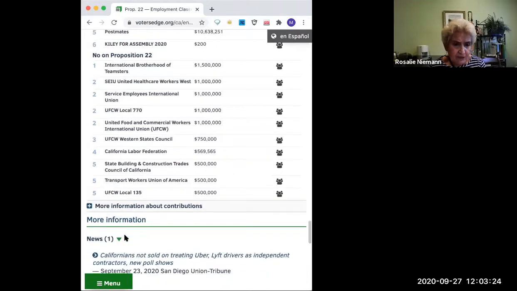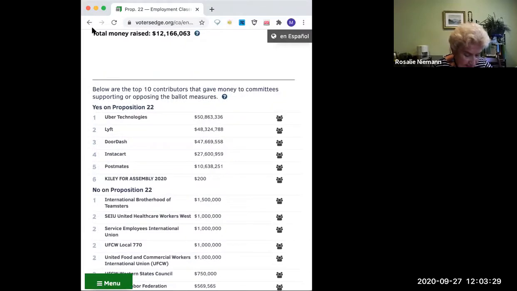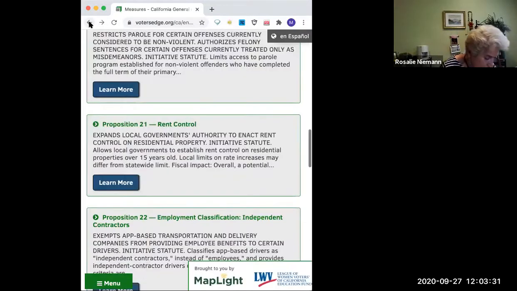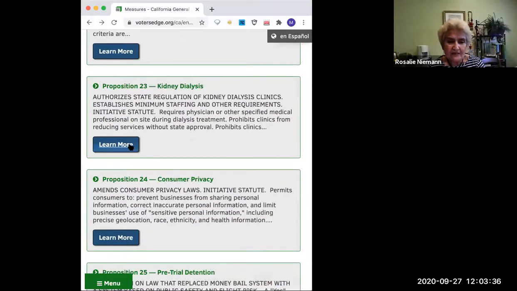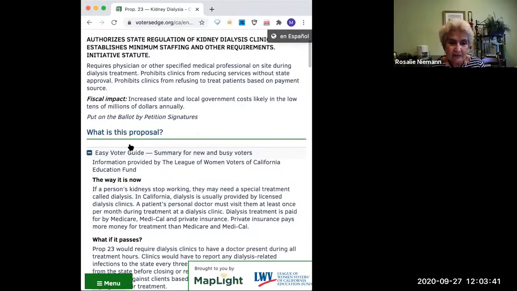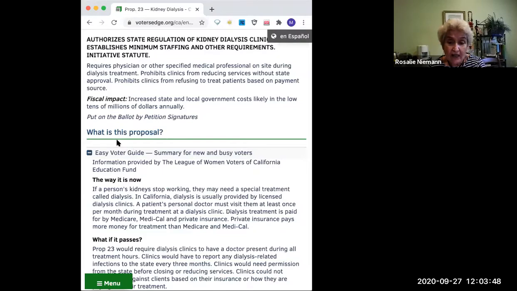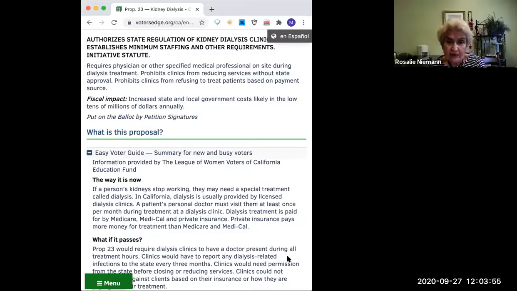So that's Prop 22. Let's go to Prop 23, which is the kidney dialysis proposition. It establishes state requirements for kidney dialysis clinics. It requires an on-site medical professional. The question is, should outpatient dialysis clinics be required to have a physician on site at all hours when patients are being treated, offer the same level of care to all patients regardless of insurance, and report infection-related information?